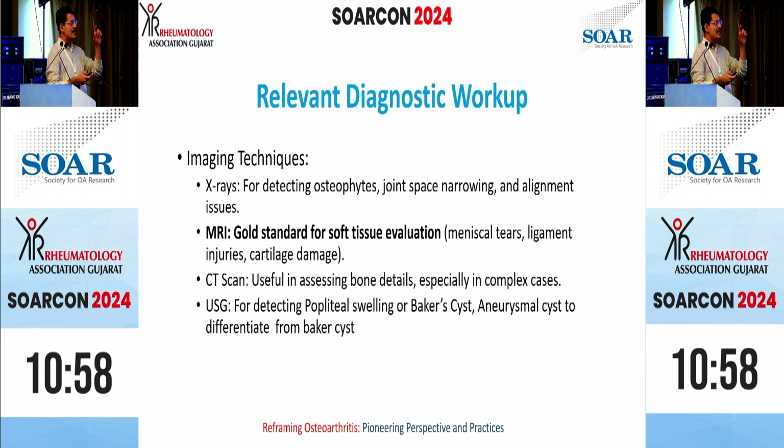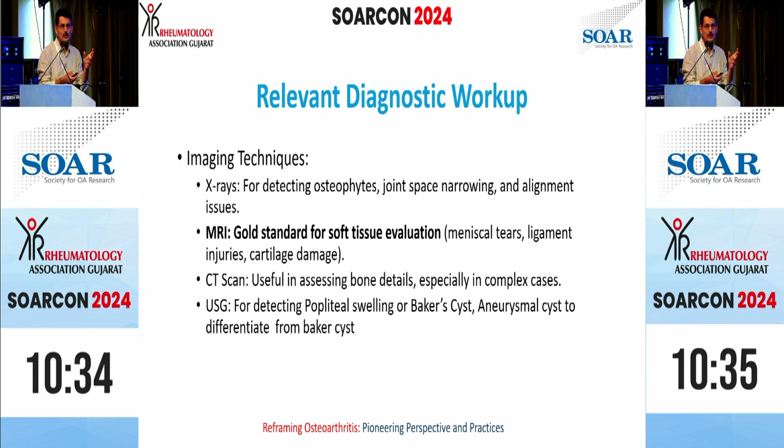But by and large, the gold standard for soft tissue evaluation is an MRI scan, and you should have an art of doing MRI early, because MRI will pick up most of these pathologies with a very good sensitivity and specificity. X-rays will only diagnose the bony problem, whereas the MRI will diagnose both the bony and soft tissue problems.